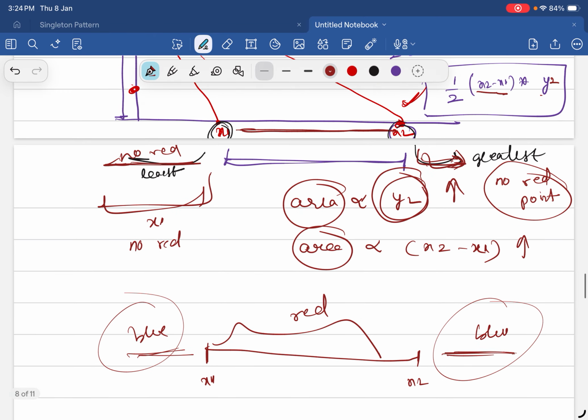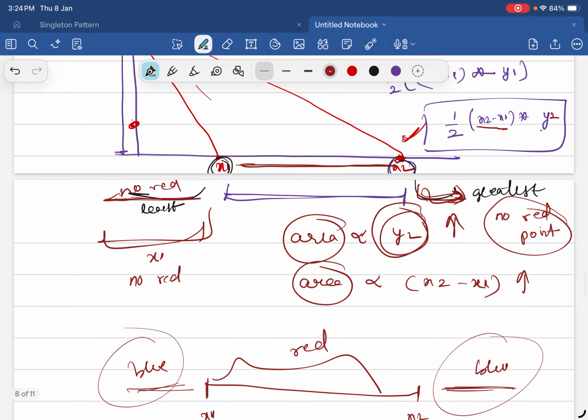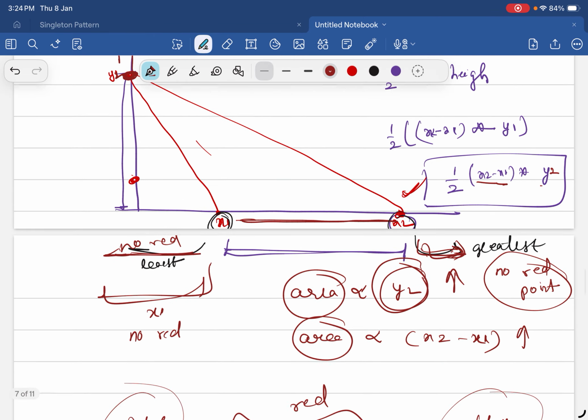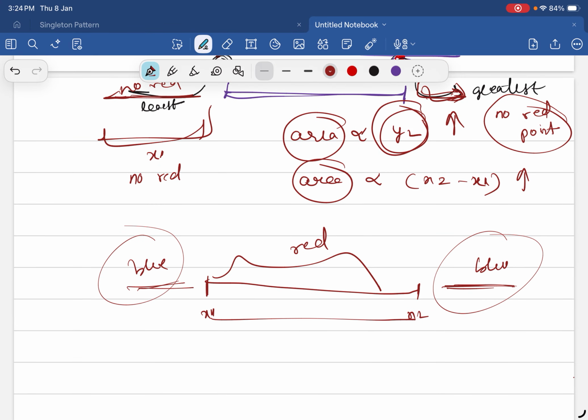Now if the red lies in this area, can I say these points are continuous? All the red points are continuous. It means this is red r1, r2, r3, r4, and so on up to rn.